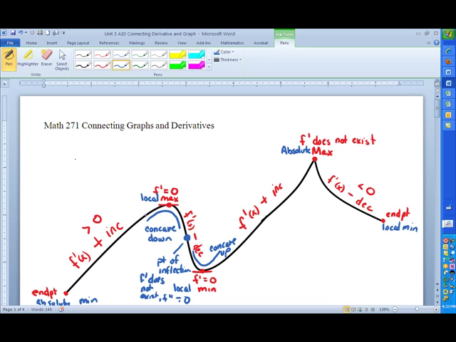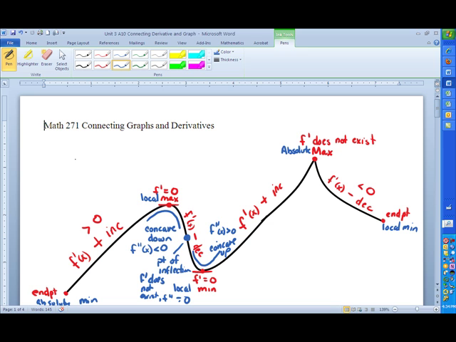Concave down is, if you notice, what's happening is that our slope is flattening, and so therefore it is slowing down, which means the acceleration is slowing down. And remember, our second derivative is acceleration, so when it's less than 0, it's concave down, and when the second derivative is greater than 0, it's concave up. Point of inflection is when the second derivative equals 0.